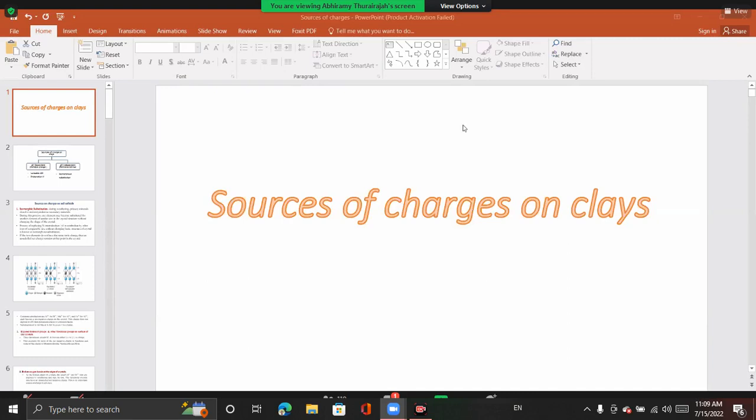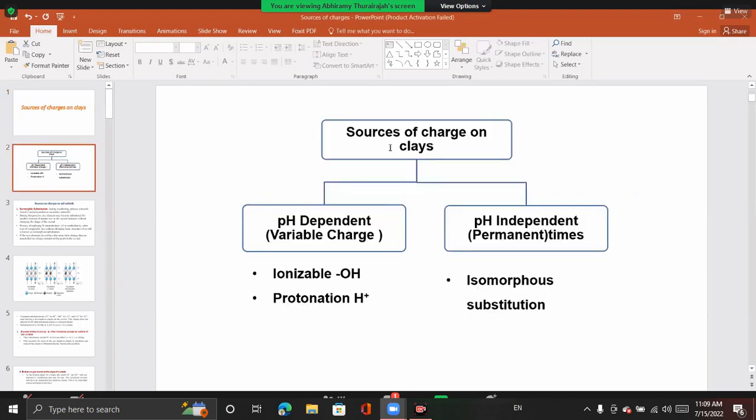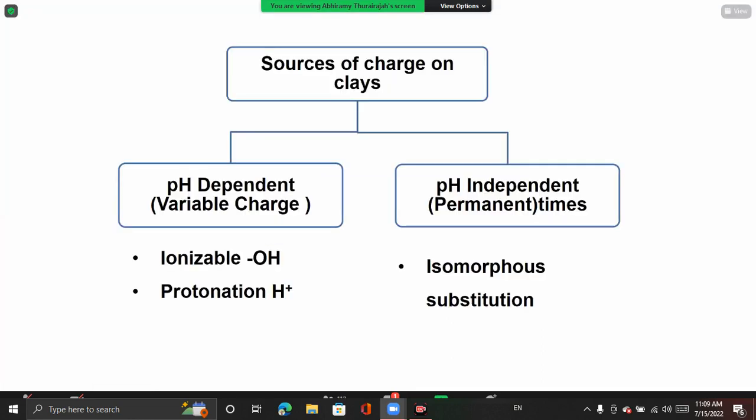So now we are going to look at how the charges are developed on these clays, on the inorganic as well as the organic clays. There are two major types of charges on the colloids. One is pH-dependent charge, and the other is pH-independent charge, or the permanent charge.